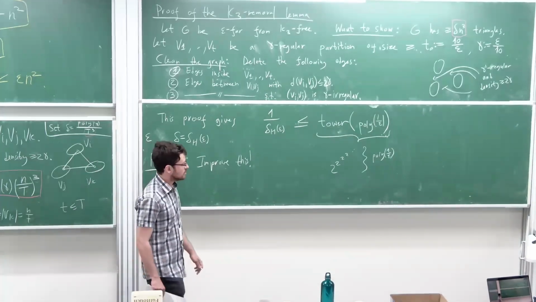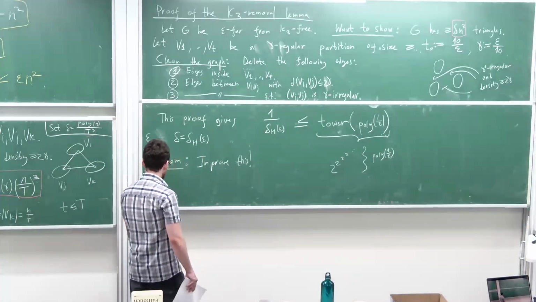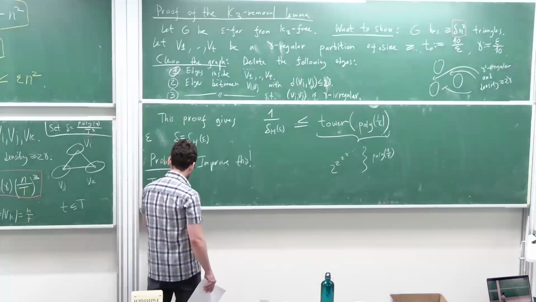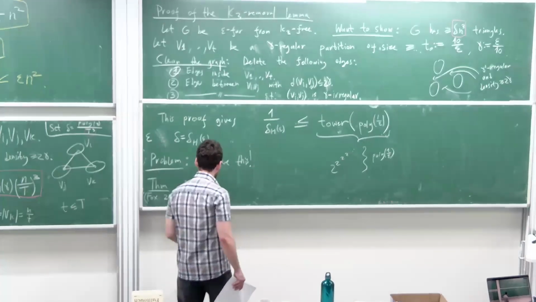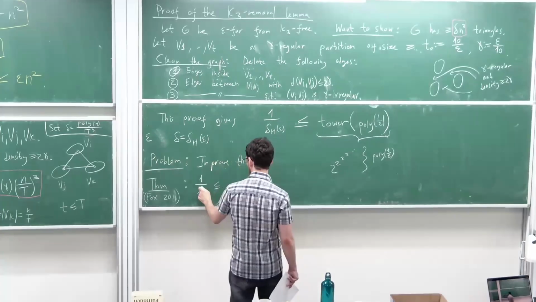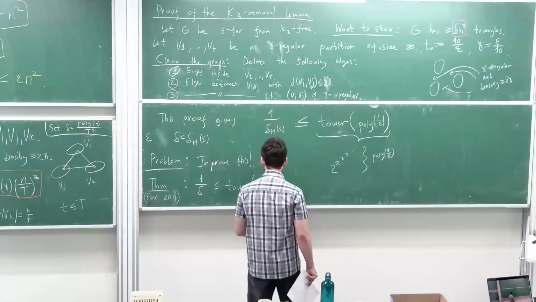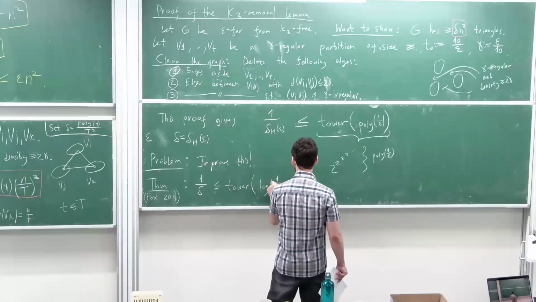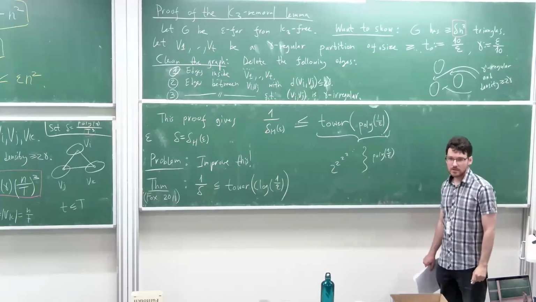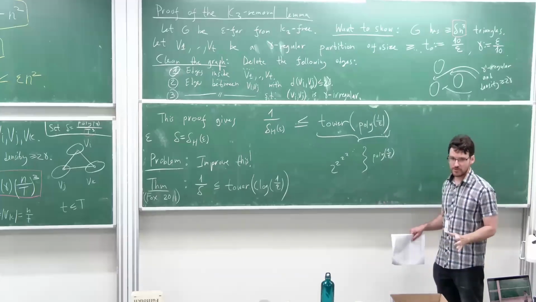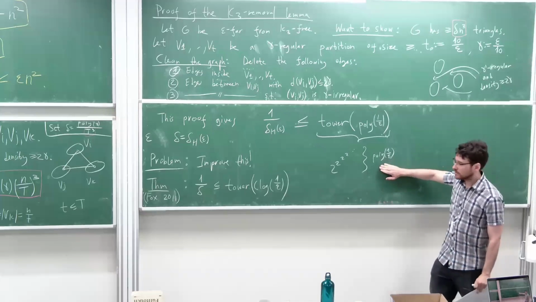So the only improvement we know so far is by Fox in 2011, and he proved that 1 over delta is at most a tower of height which is only logarithmic in 1 over delta. So it's still a tower, still a huge function, but the height of the tower, instead of being polynomial in 1 over epsilon, is only logarithmic.